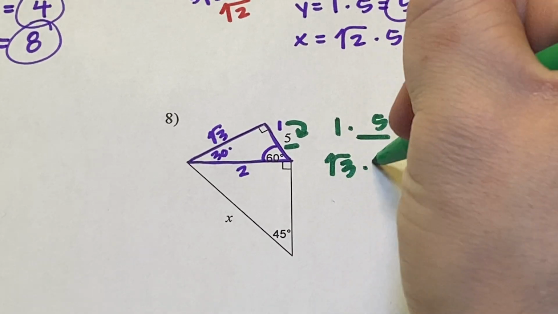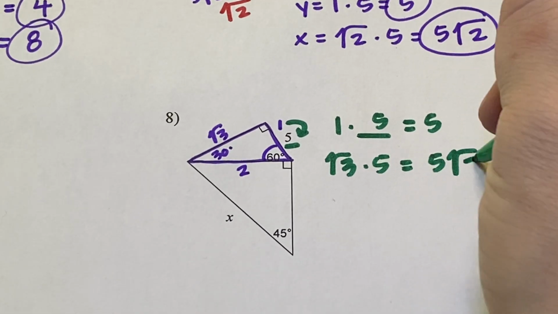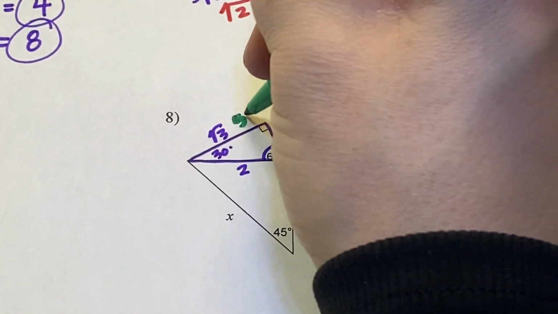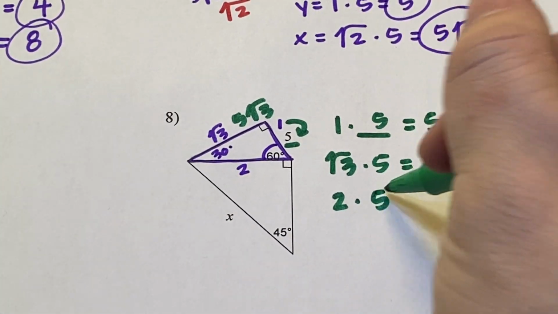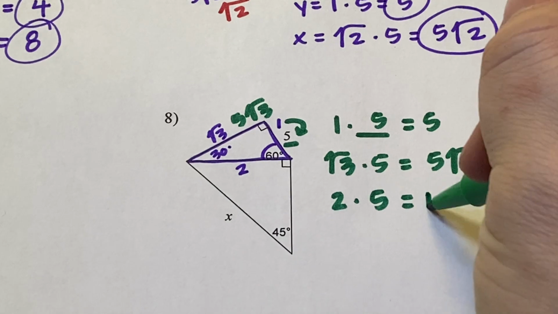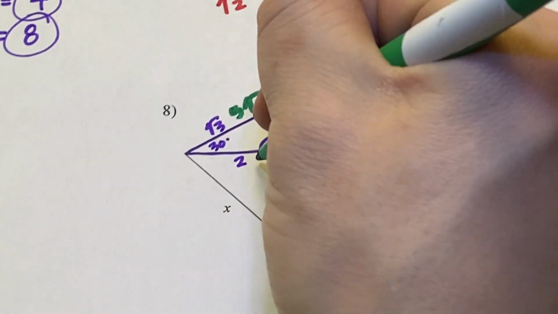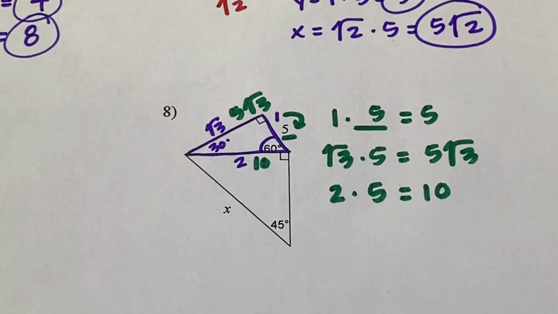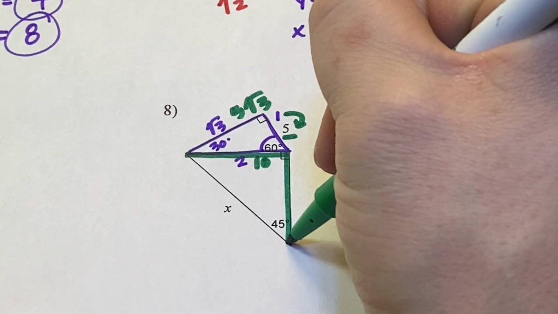Root 3 times 5. This side is going to turn into 5 root 3. Boom, it changed to 5 root 3. The other side went from 2 multiplied by 5. What's that side going to turn into? 10. Nice and easy 10. But then one side is 10 now, so we need to do 10, right? Yes, okay. 20.